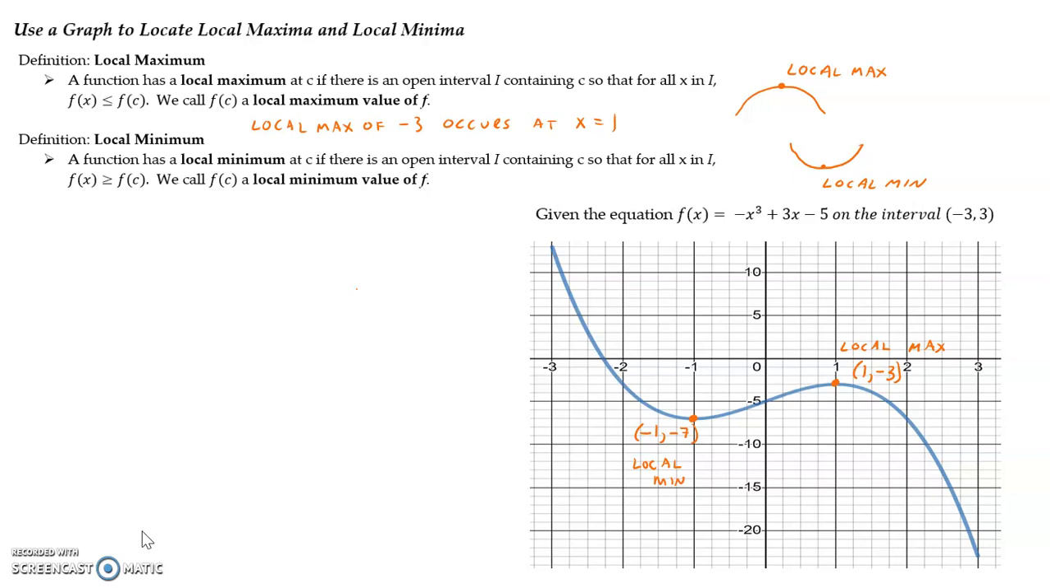Let's do the same thing for the local minimum. Our smallest y value for our local minimum was that -7. And it occurs at an x value of -1. Right, so both of those are written in sentence form.